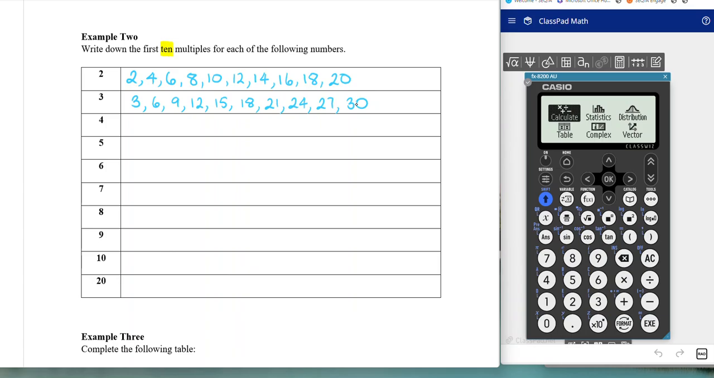Okay, let's do the 4 times tables. 4 times 1 is 4, and then we're going to add on 4 each time. So plus 4 is 8, plus 4 is 12, plus 4 is 16, plus 4 is 20, plus 4 is 24, plus 4 is 28, plus 4 is 32, plus 4 is 36, plus 4 is 40. 4 tens are 40, so that's the last one, look.